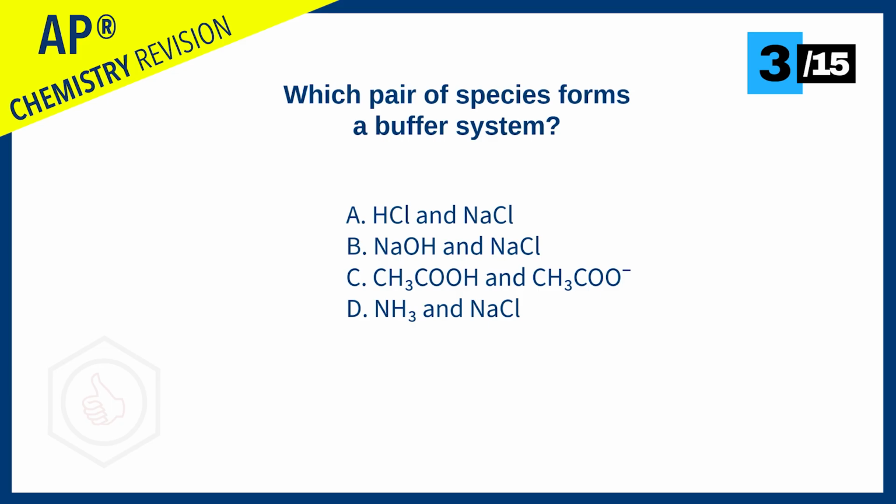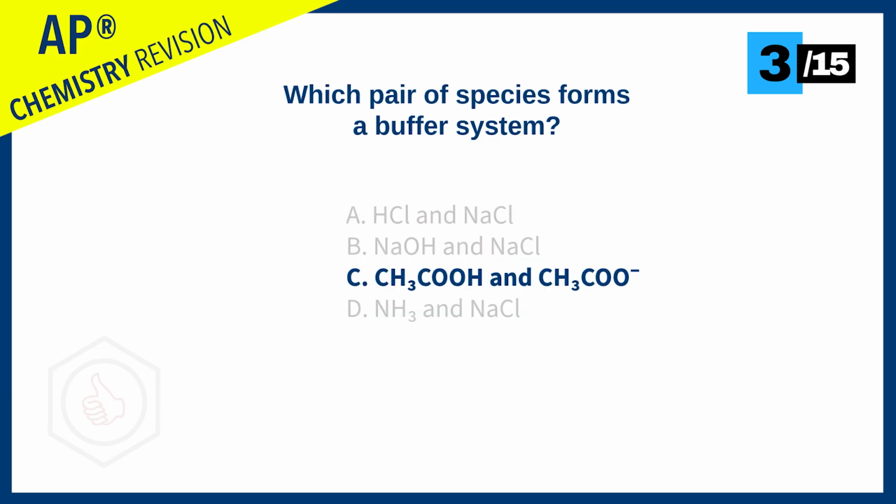The answer is ethanoic acid and ethanoate ions, CH3COOH and CH3COO-, because an acidic buffer system can be formed from a mixture of a weak acid and its conjugate base. Well, the weak acid here would be ethanoic acid and its conjugate base, the ethanoate ion.